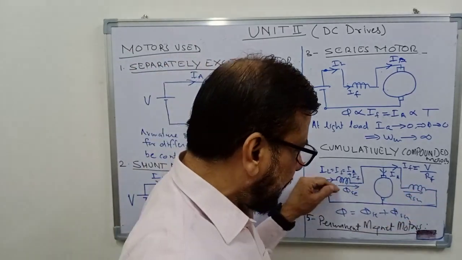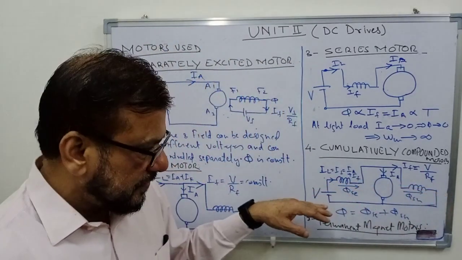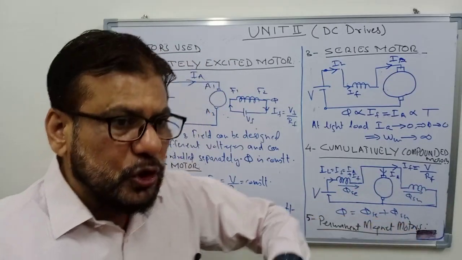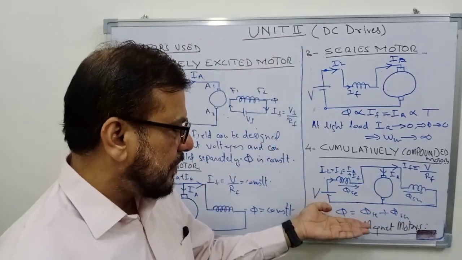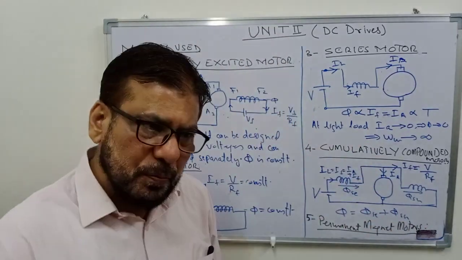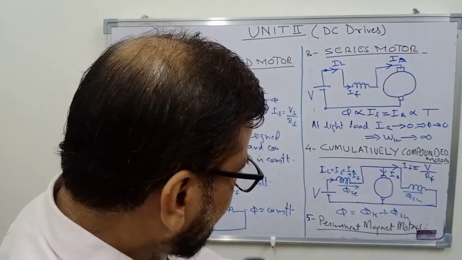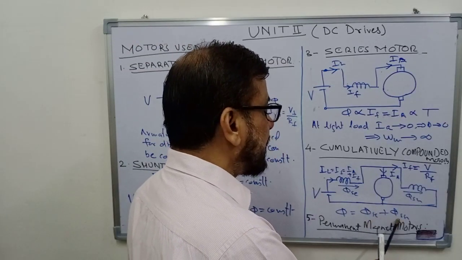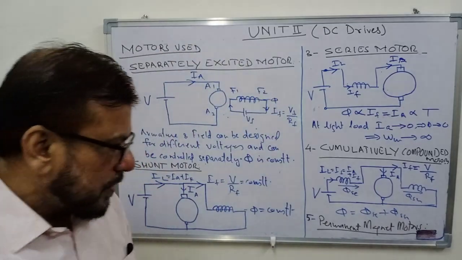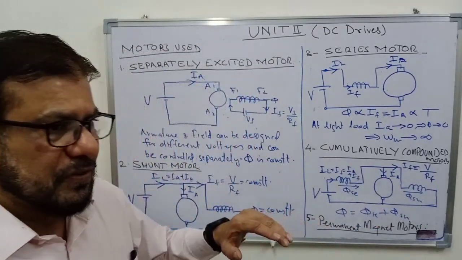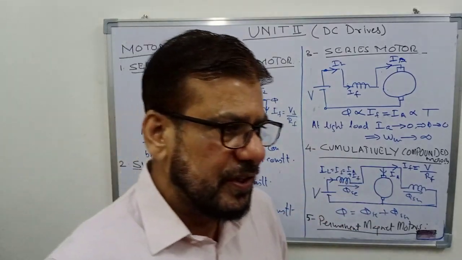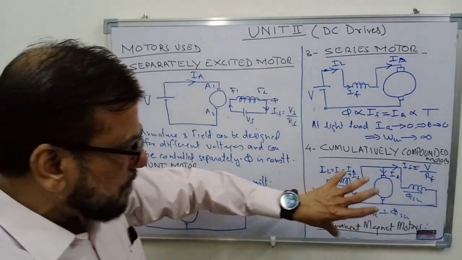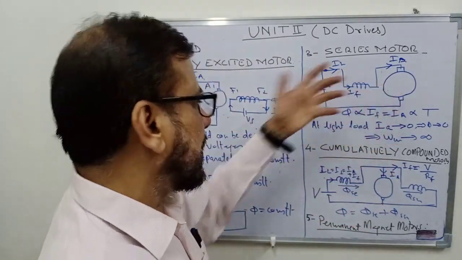They are so connected that the fluxes of the two windings aid each other. So the total flux is equal to phi SC plus phi SH. So as the load increases, the flux of the motor will increase, and if the load becomes very close to 0, even in that case the series field flux will be very small, but the shunt field flux will always be there, and because flux never tends to 0, the speed of the motor will never tend to infinity, it will have a certain safe speed. So this is an improvement over the series motor. So the characteristic of the compound motor will be between the series motor and the shunt motor.